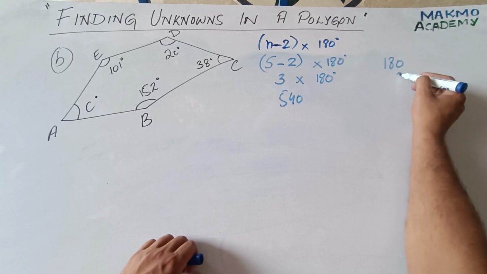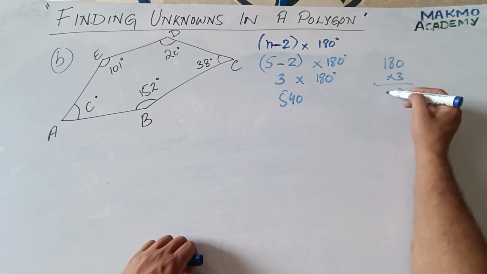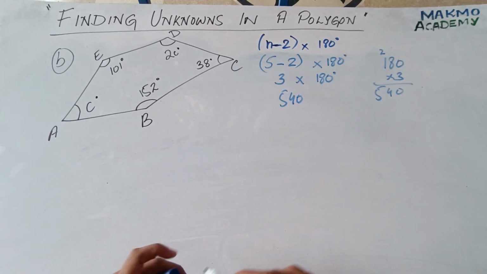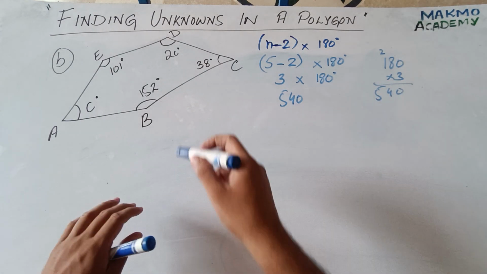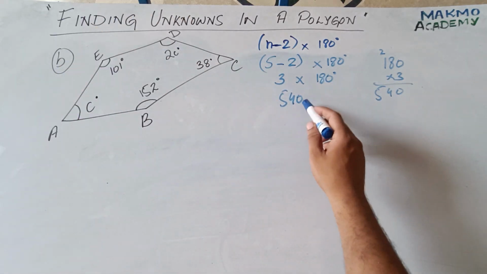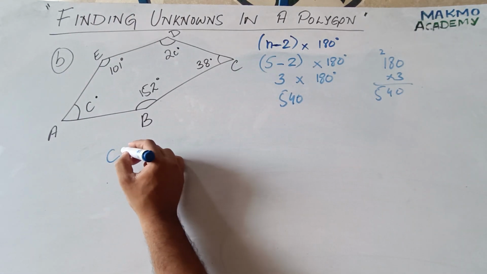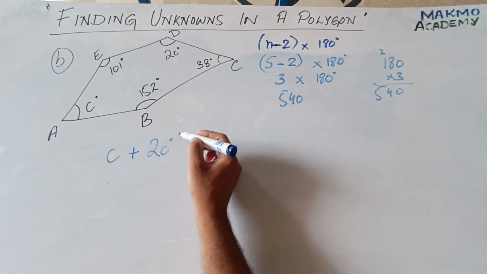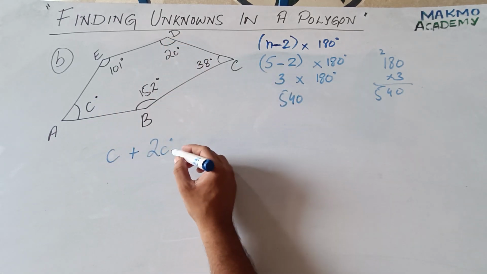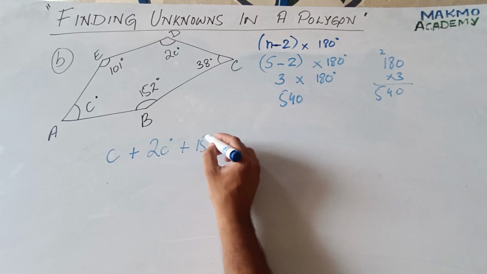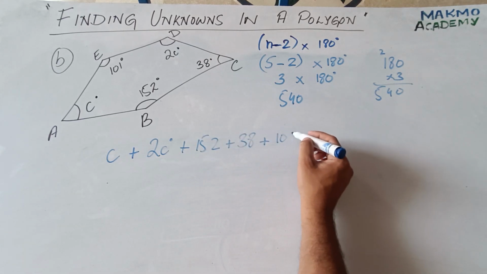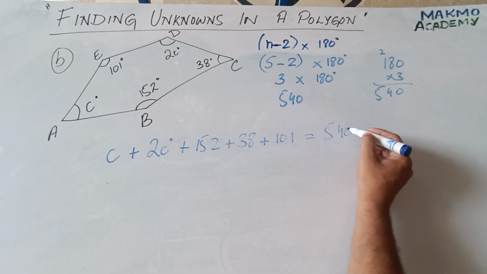So you can do it in this way. 3 zeros are 0, 3 8s are 24, 3 1s are 3, 3 plus 2 is 5, 540. So in this way we would be able to know that the sum of all the interior angles is equal to 540. So how to write it? C plus 2C. We can shuffle the names. I am writing C and 2C together, then plus 152 plus 38 and plus 101 is equal to 540 degrees.